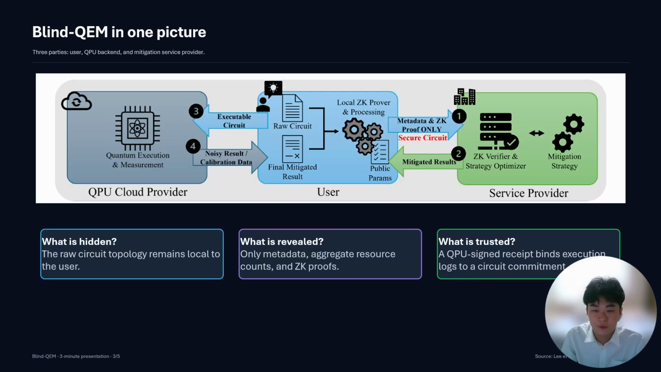This figure shows the overall framework workflow. The user owns the raw circuit and keeps it local. First, the user commits to the canonical encoding of the circuit and proves in zero knowledge that it satisfies the service policy. Then the circuit is executed on the QPU, which returns the noisy result together with the signed execution receipt. Finally, the service provider receives only the metadata, a zero-knowledge proof, and aggregated statistics. In this way, the provider can decide whether the request is valid and can perform mitigation, but it does not learn the detailed gate order or intellectual property topology.